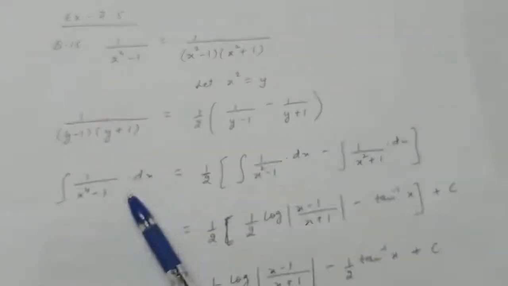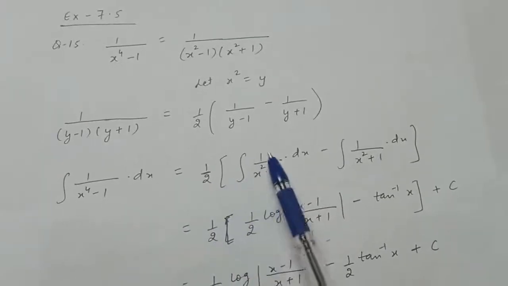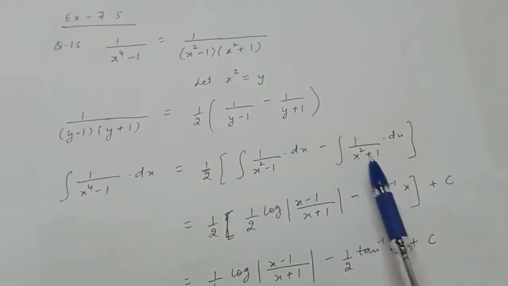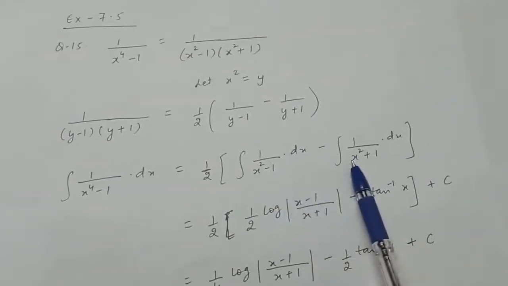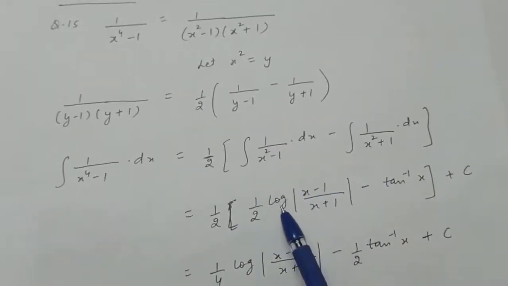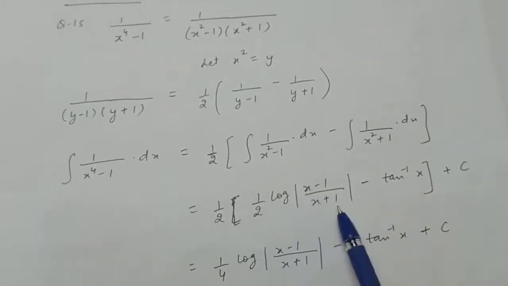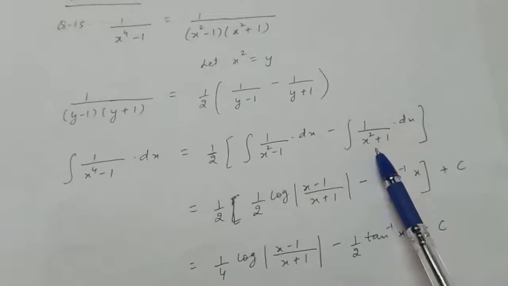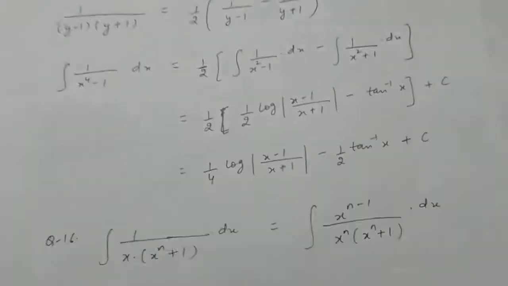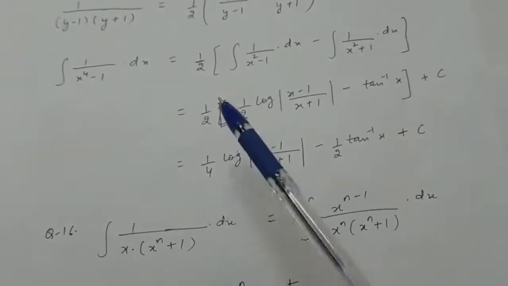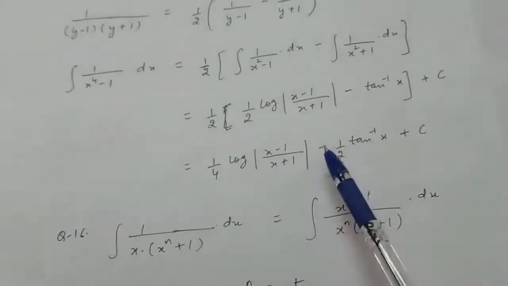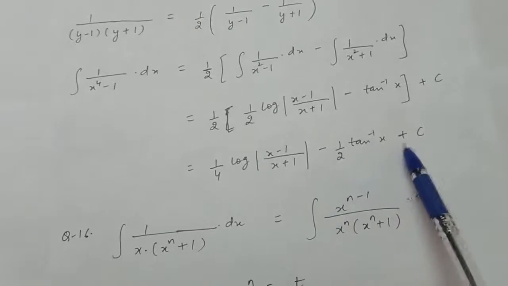So this integral becomes 1 by 2 into integral of 1 upon x square minus 1 minus integral of 1 upon x square plus 1. Now you know the integral of both of these functions. So 1 by 2 as it is, the integral of this will be 1 by 2 into log x minus 1 upon x plus 1, minus the integral of 1 upon x square plus a square, which is tan inverse x, because here a is 1, plus c. Now solve this. This will become 1 by 4 log mod of x minus 1 upon x plus 1 minus 1 by 2 tan inverse x plus c.